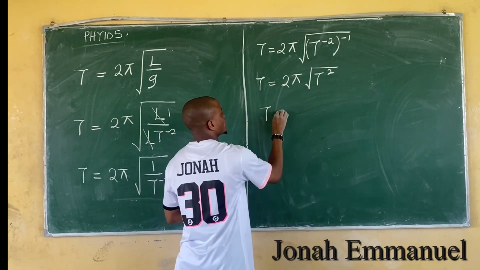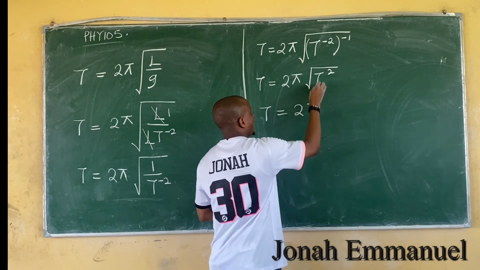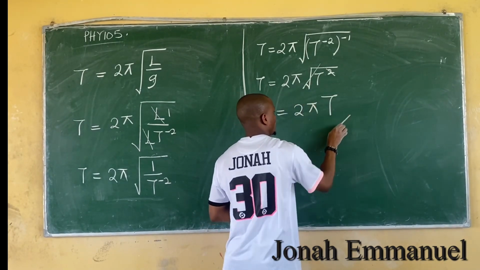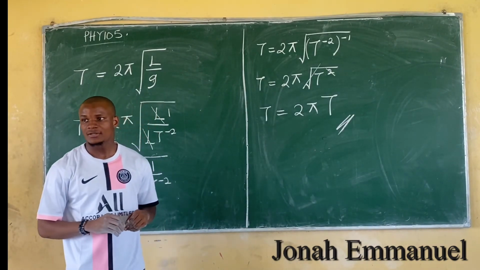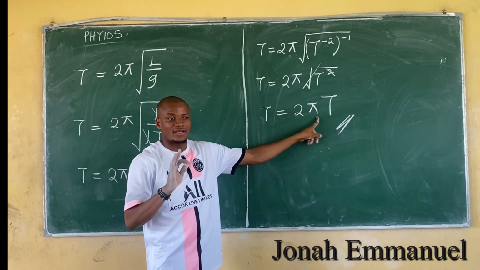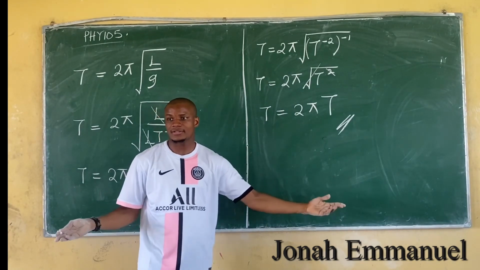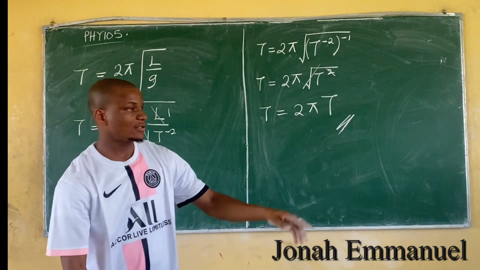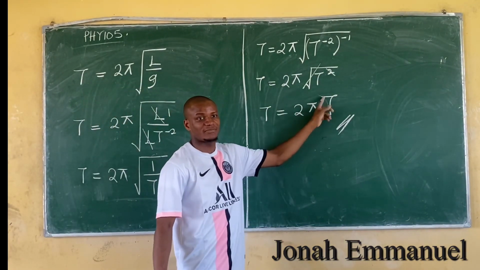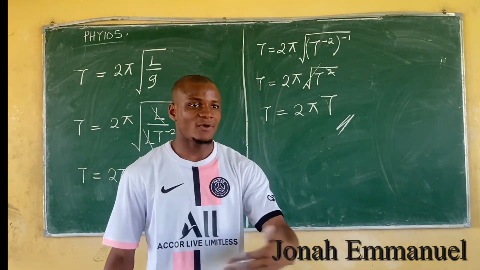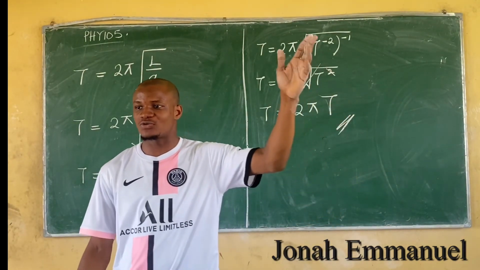From here, T is equal to 2 pi, and this cancels. Is it correct? Yes, of course. 2 is a constant, pi is a constant, so it is correct. Coefficients notwithstanding. Pi is a constant. What's the value of pi? 22 by 7, or 3.142 something.